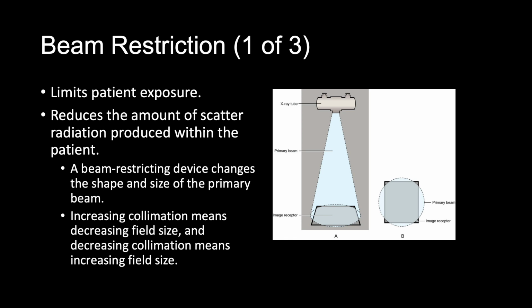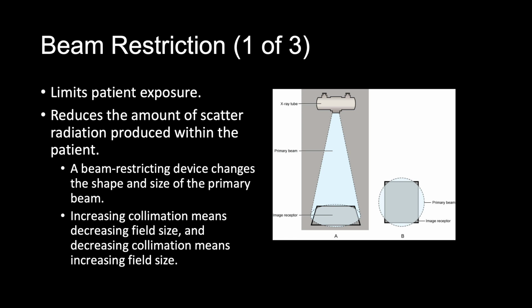The unrestricted primary beam is cone-shaped, and it's going to project a round field on the patient and the IR. If not restricted, the primary beam goes beyond the boundaries of the anatomic area of interest and the IR size, and this will result in unnecessary patient exposure. Anytime the X-ray field extends beyond the anatomic area of interest, the patient is receiving unnecessary exposure.